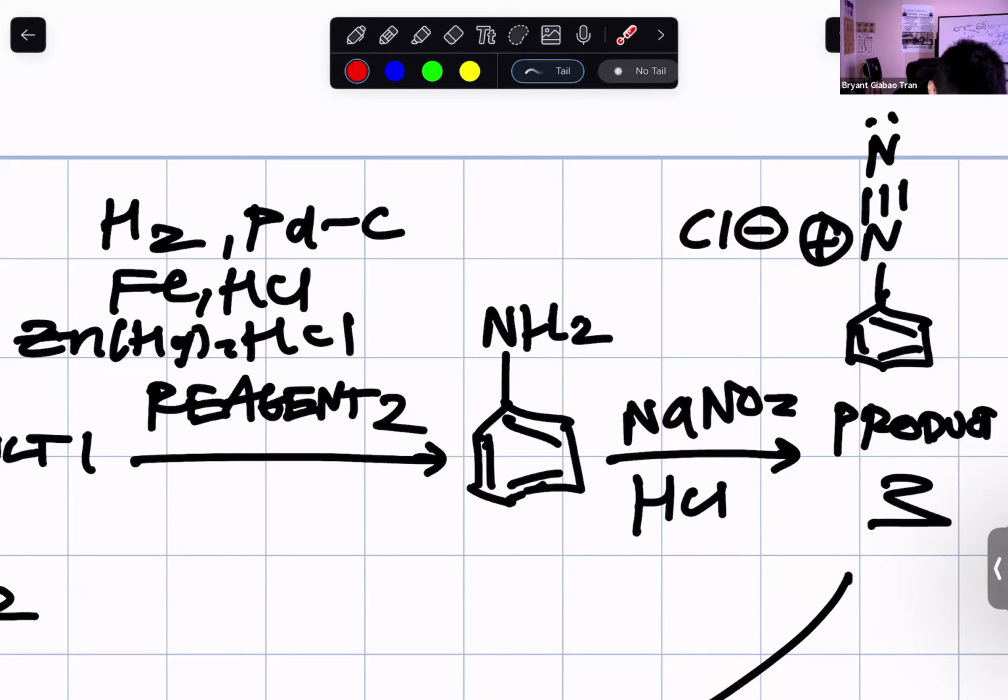Wait, did they give you any feedback? I exited out, so I can't see it anymore. But how many attempts do you have left? We have 3 left. Okay, 3 left. I'm trying to figure out what other thing product 3 could be.